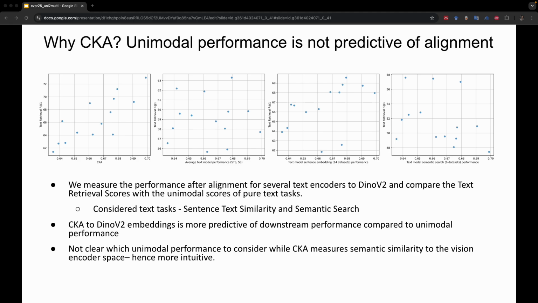So why CKA? Interestingly, strong unimodal text performance does not always translate to good alignment. We measure the quality of alignment using image text retrieval scores on Flickr after aligning different text encoders to DINOv2. We evaluate text encoders on semantic search and sentence similarity tasks, but it's not clear which of these actually matter for multimodal alignment. Instead, we find that CKA with the vision encoder is a much better predictor of downstream performance. This highlights that semantic compatibility across modality matters more than unimodal task performance.